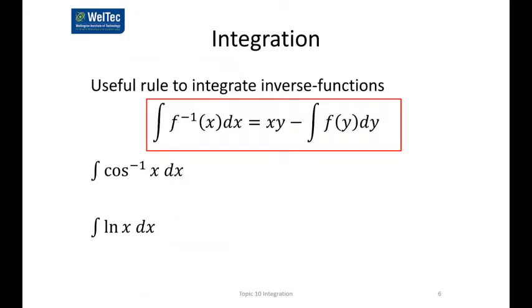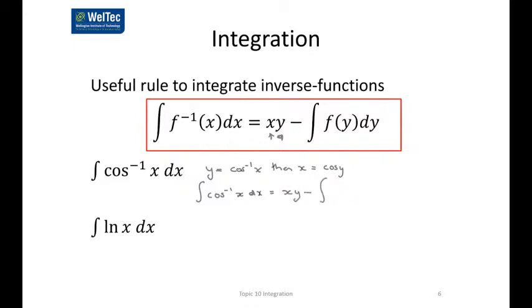Where we've got some functions where clearly we're talking about inverse functions, then there's a special rule to integrate those, and then it's just a matter of deciding which to call x and which to call y. In this first example, if y is equal to inverse cos of x, then x is equal to cos y. So the integral of the inverse cos of x is going to be, just using the formula, xy minus the integral.